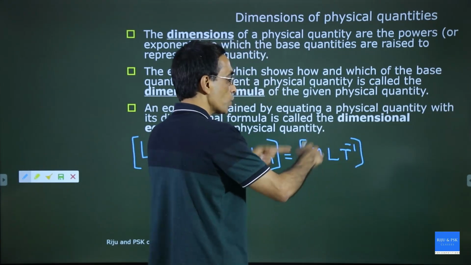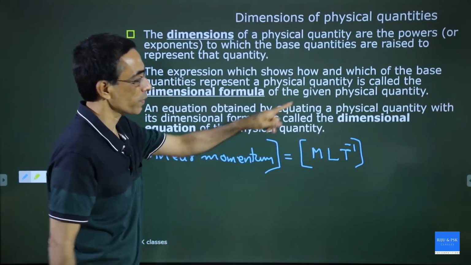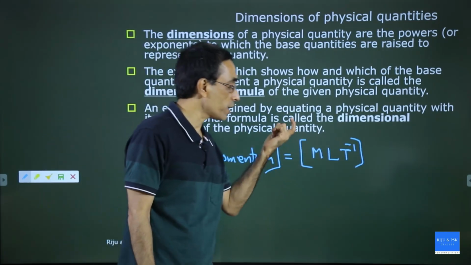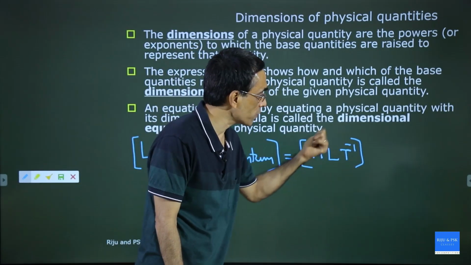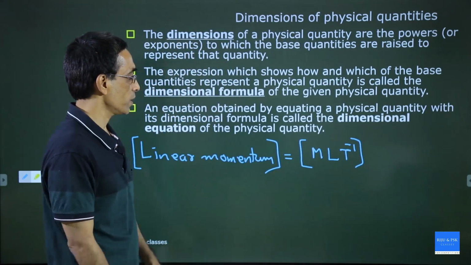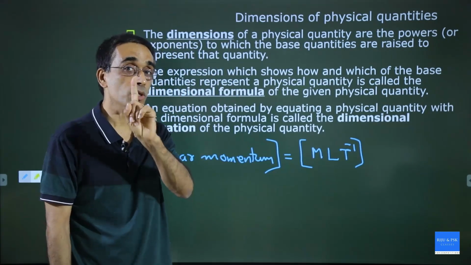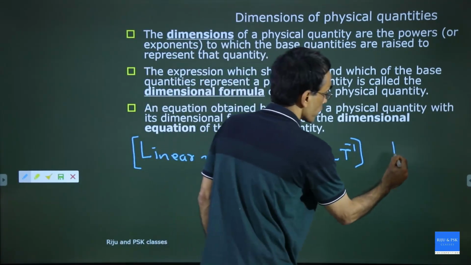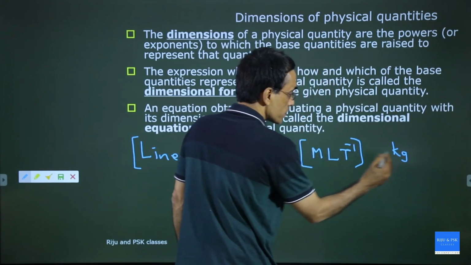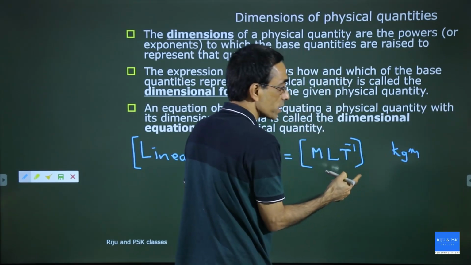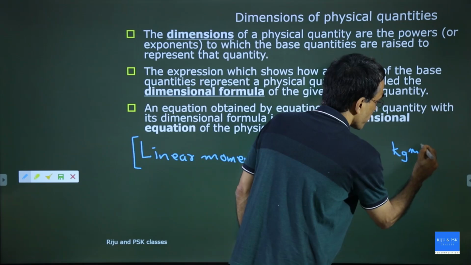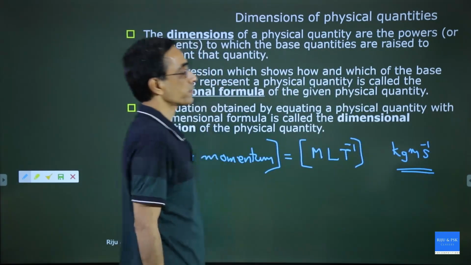This is like mass into length by time. Mass into velocity. So you should be able to see the definition, mass into velocity. You should be able to see velocity, everything in this. From this, you should be able to write the unit also. Mass is measured in kilogram. Length is measured in meter. Time is measured in second. So second to the power -1. So that is the SI unit.